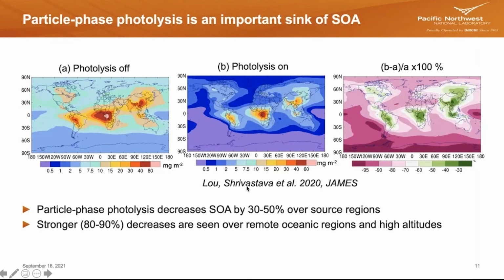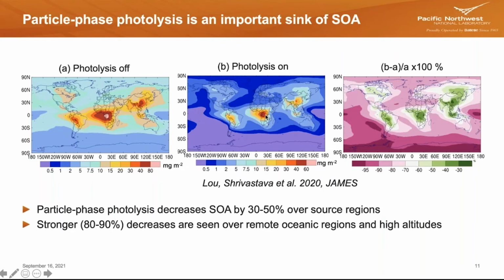Okay, so now I'm going to show you some more results about the treatment itself. On the left, you see the default treatment where we don't consider photolysis of the particles. We still have functionalization and fragmentation, and you see the hotspots of SOA formation here over biomass burning regions in Africa, for example. You see hotspots over East Asia, over South America, and you also see SOA formation here in North America.